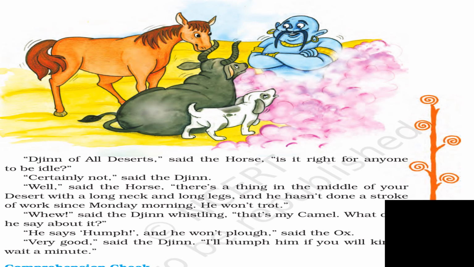At this, the Djinn began to whistle. "That is my camel. What does he say about it?" "He says hump, and he won't plow," said the ox. "Very good," said the Djinn, "and I will hump him if you will kindly wait a minute." When all these three animals complained about the camel to the Djinn, the Djinn assured them that he would provide the camel a hump.